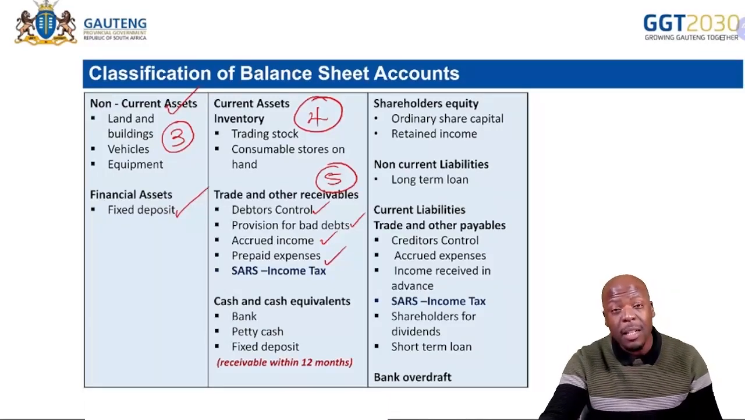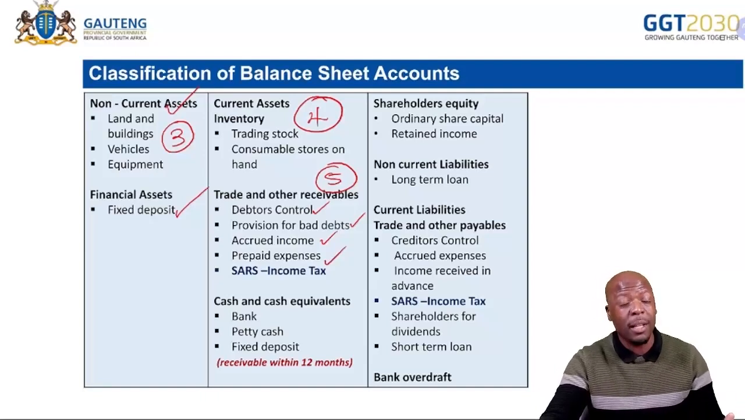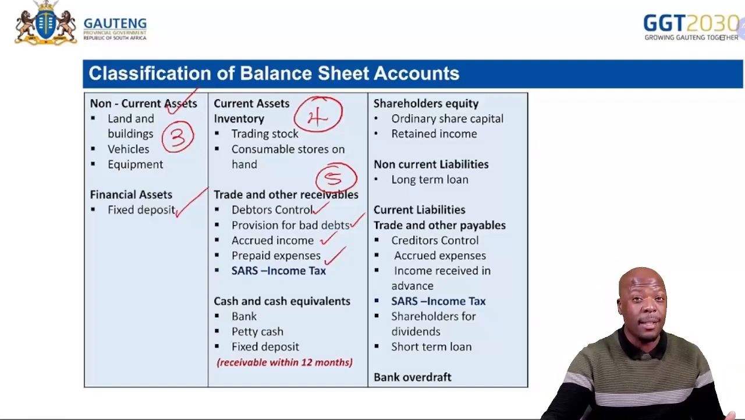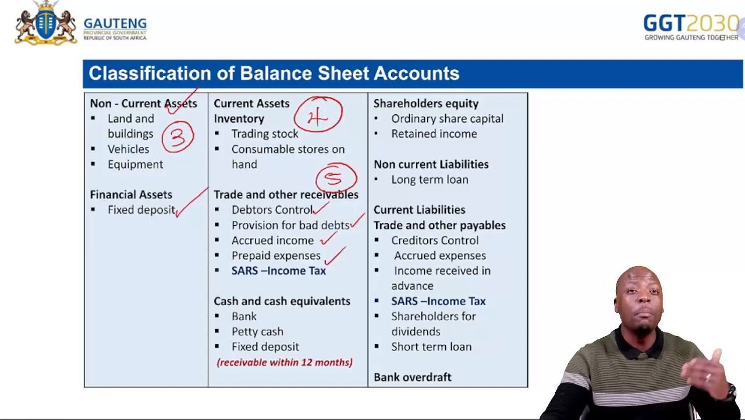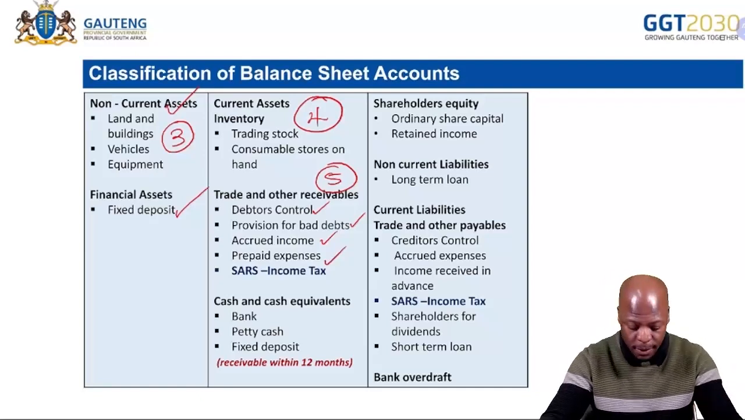And then SARS income tax, it depends on the final assessment at the end of the year, whether we are owing SARS or SARS is owing us. But there are instances whereby we have paid more to SARS than our final tax assessment. Therefore, SARS owes us in that regard, and therefore you bring it to trade and other receivables. In other words, we can claim it from SARS.